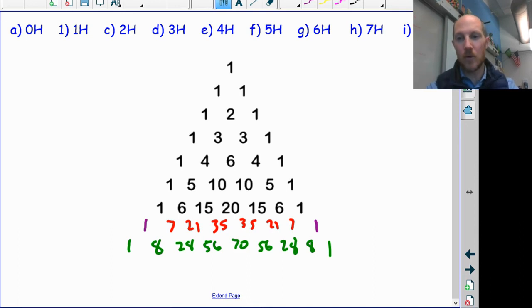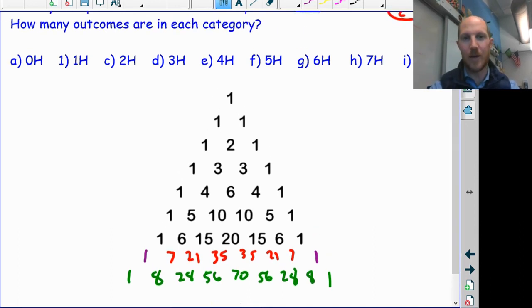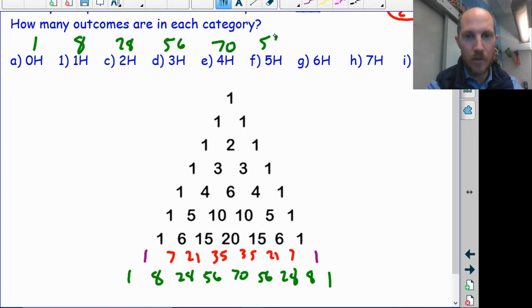That green row is the answers to this question up here. How many outcomes are in each category? 1, 8, 28, 56, 70, 56, 28, 8, 1.